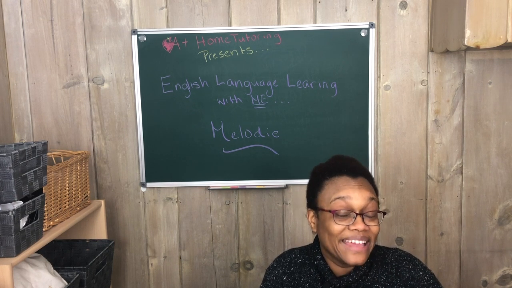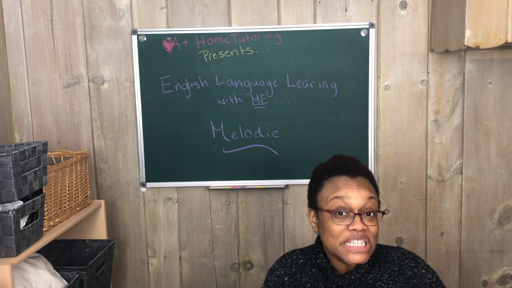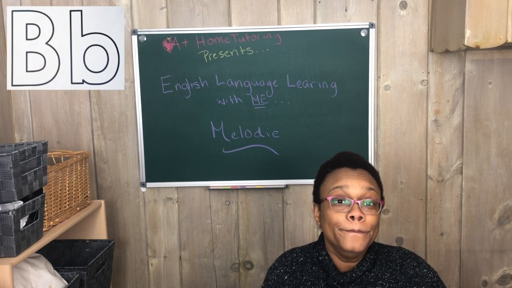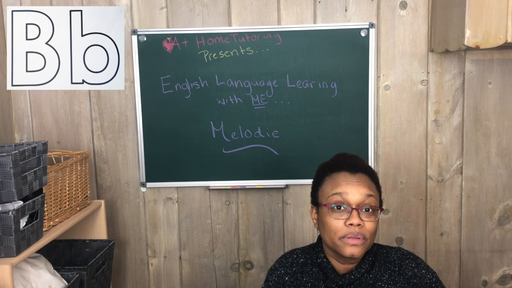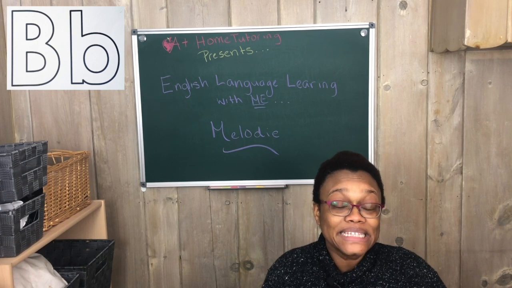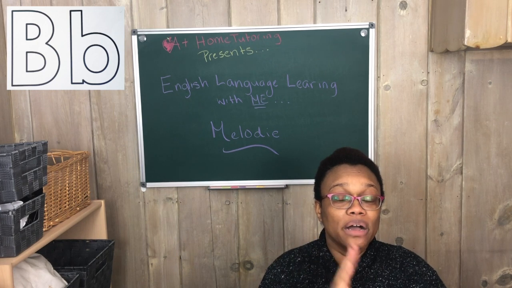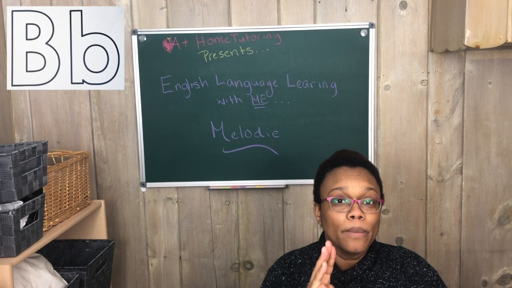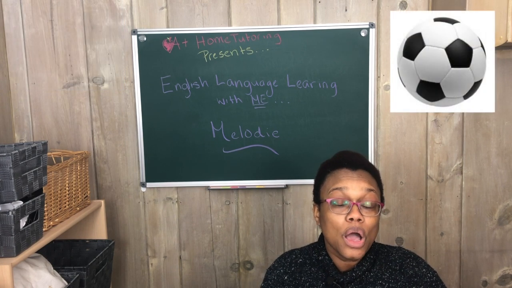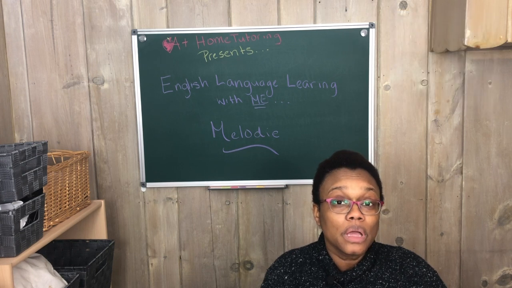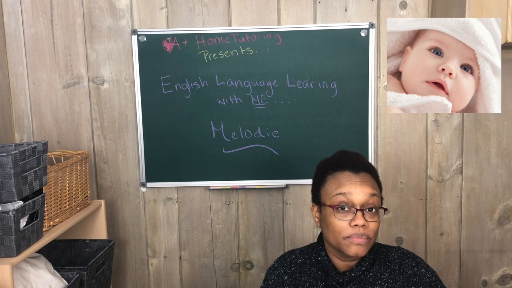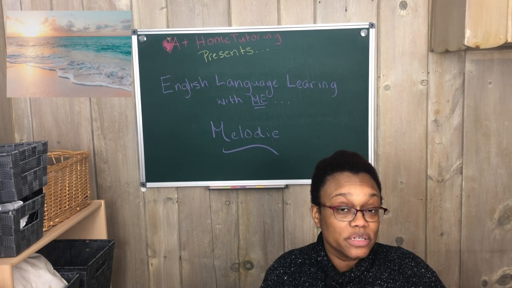So, let's begin. The first letter is the letter B. B. It has a b, b, b sound. B, b, b. For example, ball, bat, baby, beach.